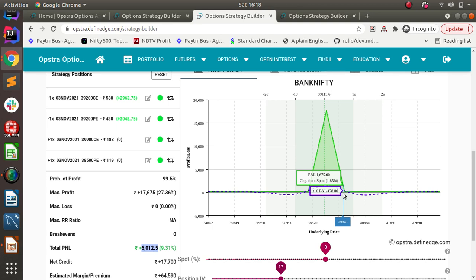Okay, so let me know if you want to know those kinds of strategies in Streak. We'll work on it and I'll come up with more strategies.